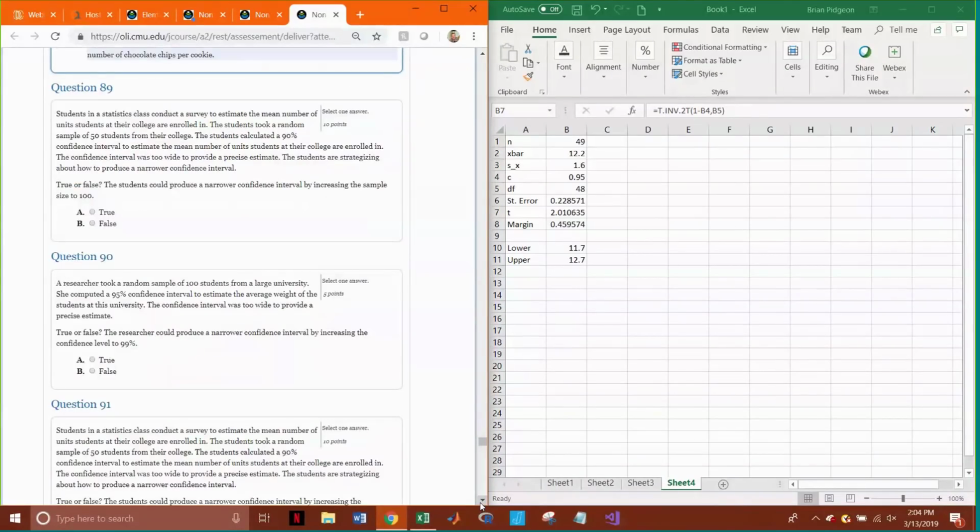Students in a statistics class conduct a survey to estimate, they sample 50 kids. So the students could produce a narrower confidence interval by increasing the sample size to 100. That is true. Increasing the sample size produces a narrower interval.